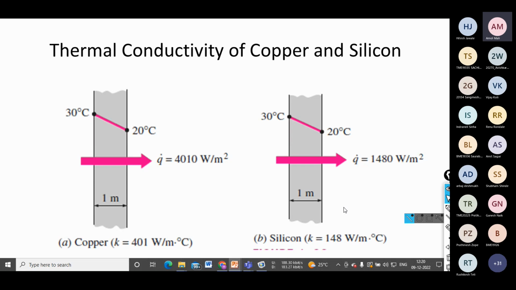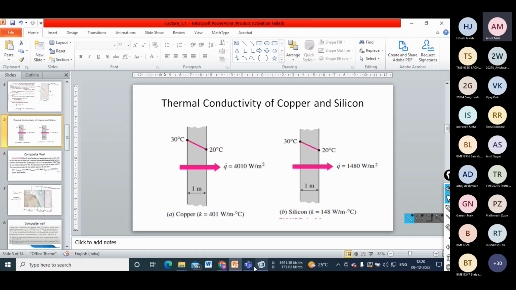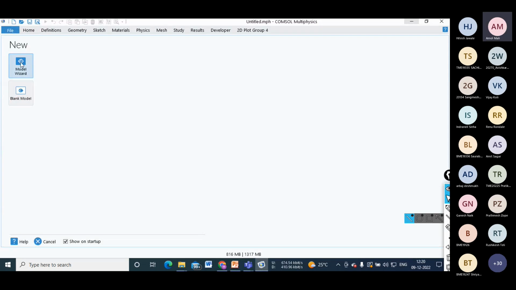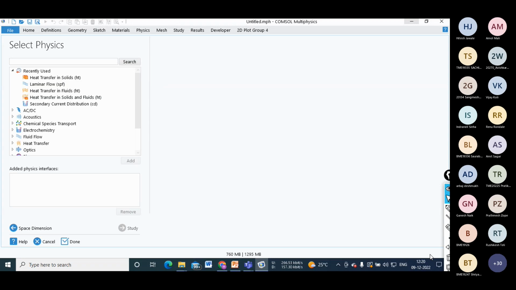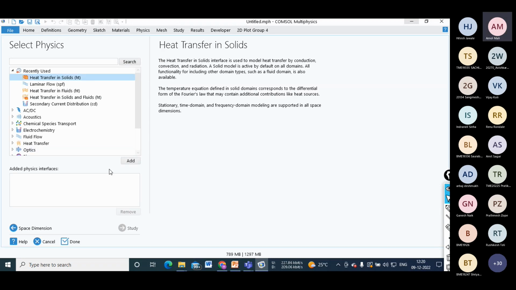Okay, so next to that, here you can see I will draw, and we'll try to find the results, whether we are getting the same result or different results. मतलब हमें क्यों find out करना है इसमें. ठीक है, जैसे हमने अभी के प्रॉब्लम में किया था. So again, what procedure do I need to follow? Model wizard, 2D, then heat transfer in solids.